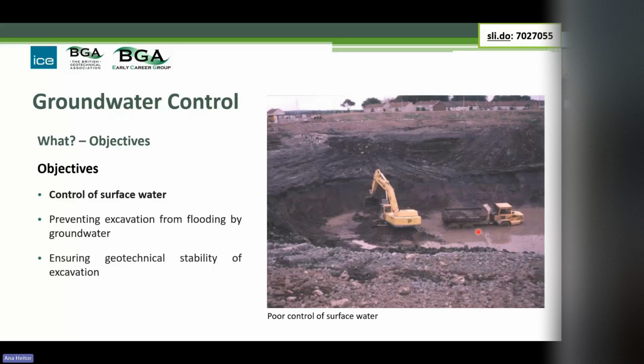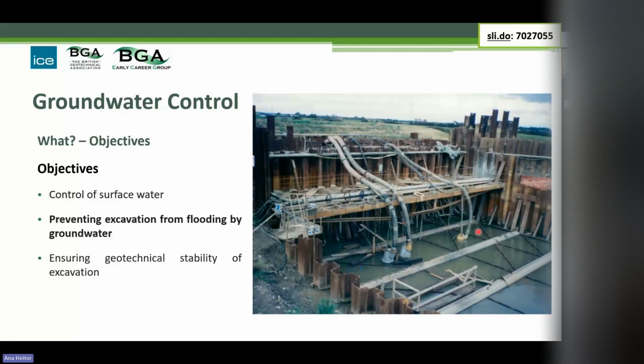And you can see here that not controlling surface water is going to be a massive impediment to construction on this project. If we talk about groundwater, probably the most obvious thing in terms of the objectives that jumps to people's mind is we need to prevent the excavation from flooding by groundwater, something that's failed to be achieved here. You've actually got a sheet pile cofferdam going around here, and you can see it's flooded, and some pumps here to try and stop it flooding even more than it actually is.